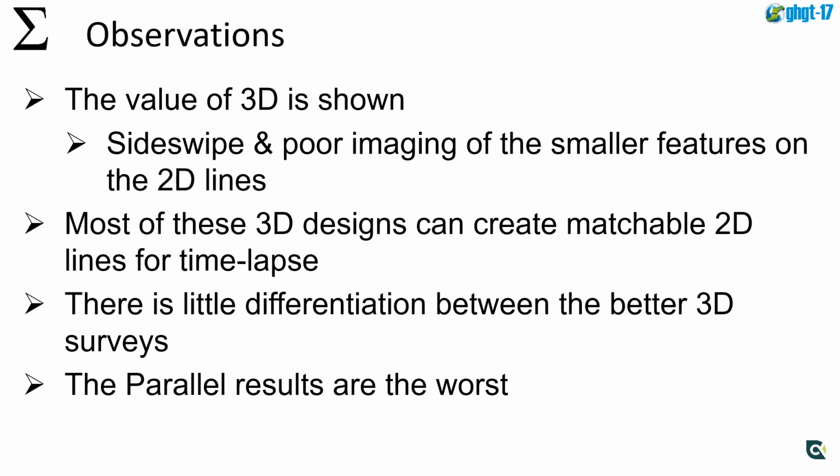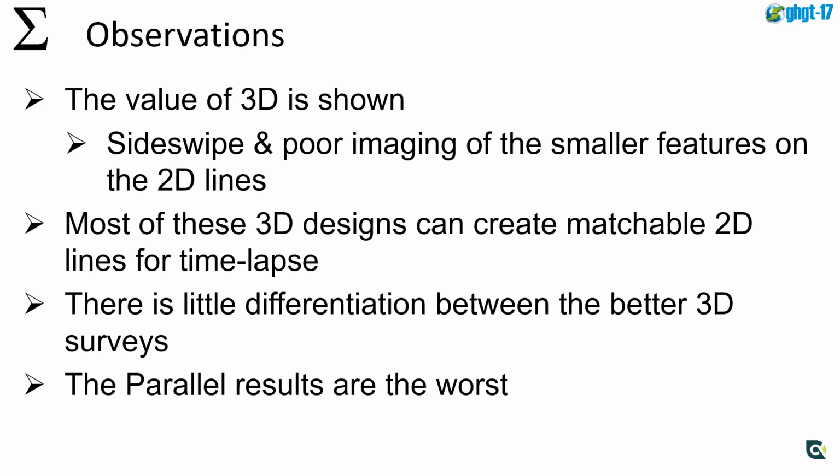Okay. So let's sum up. First thing is the value of 3D is shown. 3D imaging is indeed better than 2D imaging. We saw some sideswipe effects and poor imaging from the smaller features on the native 2D lines and the reconstructions of them. We are not saying in any sense that 2D is better than 3D. It isn't, except it's cheaper.